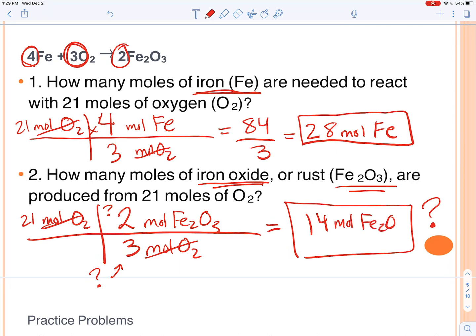If you got 14 moles of iron oxide, you are correct. You can also divide first, so I could do 21 divided by 3, which is 7, and then multiply by 2. Okay, if that's easier for you.